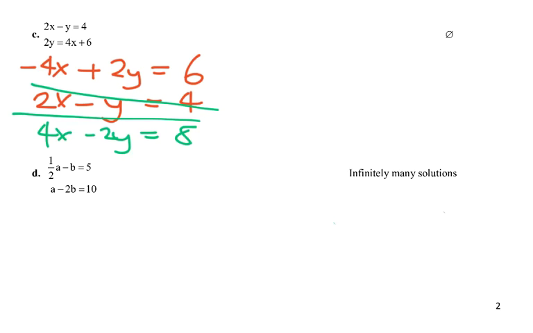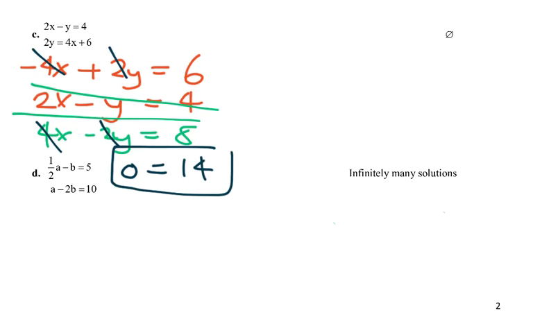And then if we add those two equations together, we're going to get 0 plus 0 is equal to 14. So what does that tell us? Well, that tells us that no values of x or y are going to satisfy these two equations. That means that we've got the empty set.